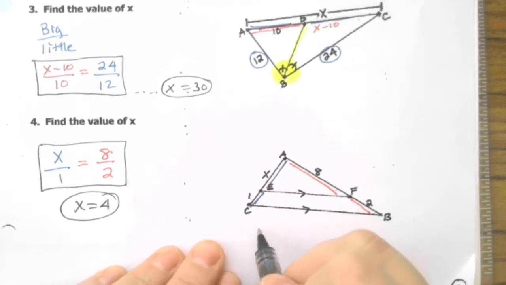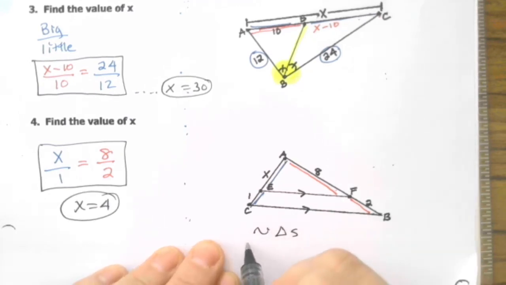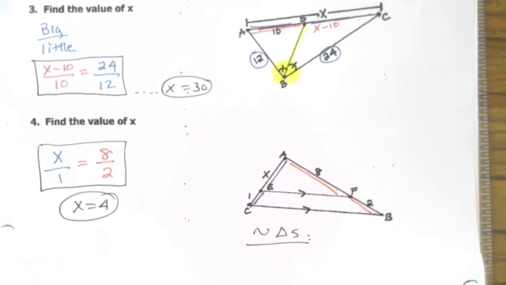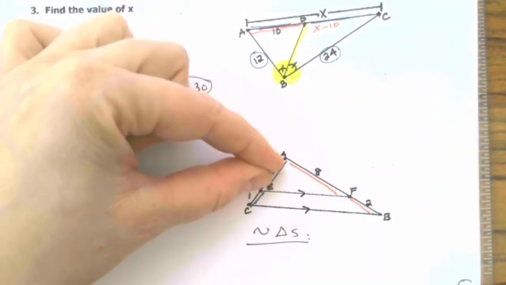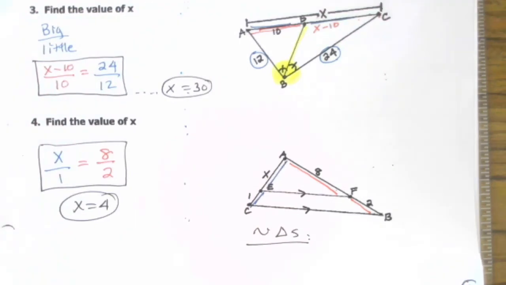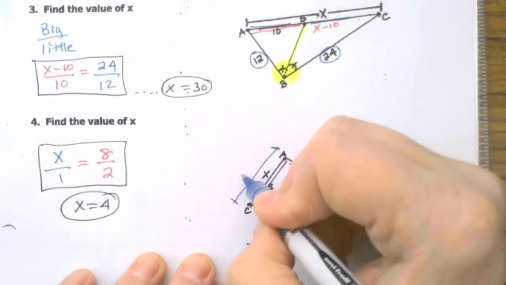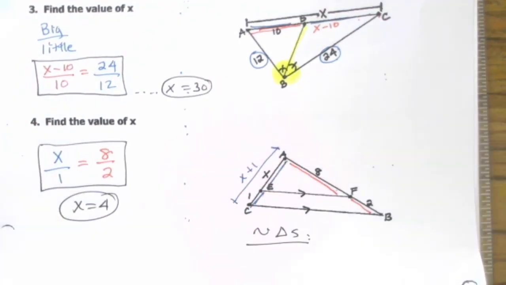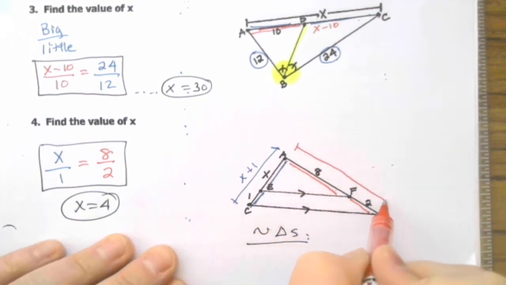Now there is a second way to do this one, and that would be using the fact that you have similar triangles. If you did it that way, you'd have to go left of the little triangle, left of the right. So this side of the big triangle would be x plus 1. This side of the big triangle would be 8 plus 2, which is 10.